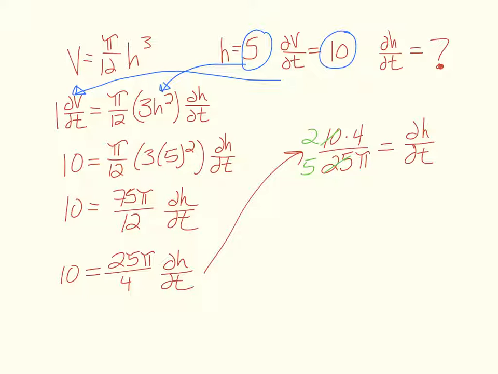and then we can multiply 2 times the 4 and get 8 over 5 times the pi is 5 pi. And this is feet per minute. So our rate at which the height is changing with respect to time is 8 over 5 pi feet per minute.